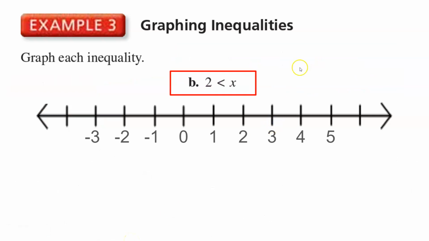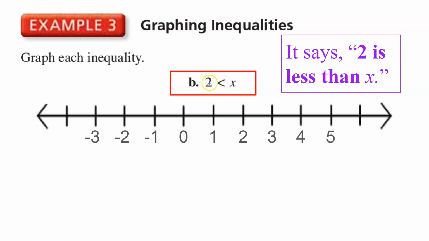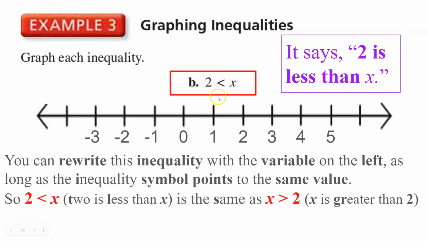All right. Now on part B, we've got 2 is less than x. It says 2 is less than x. Well, we can basically flip the order of this as long as the little arrow, the inequality arrow, is pointing at the same number and opening to the same value. So this is pointing at the 2 and opening towards the x. So we could flip that around as long as the inequality symbol is still pointing at the 2 and opening to the x.